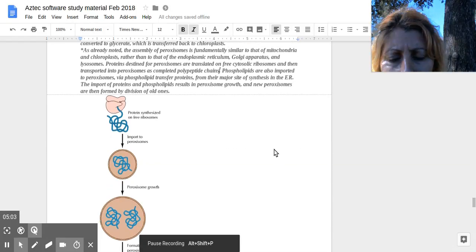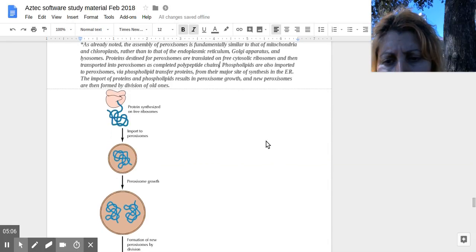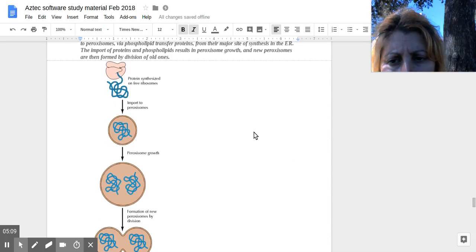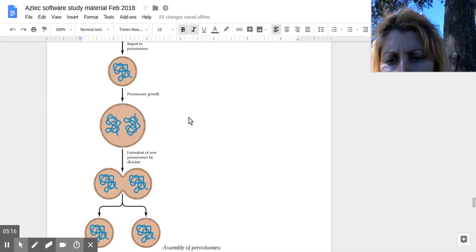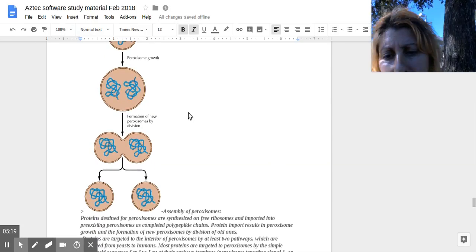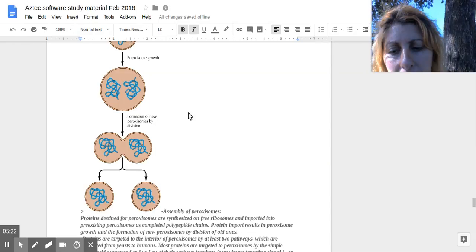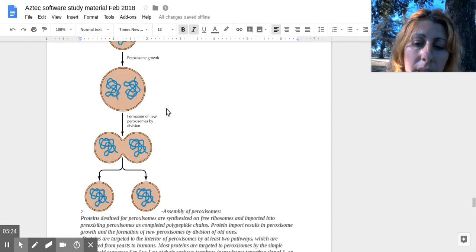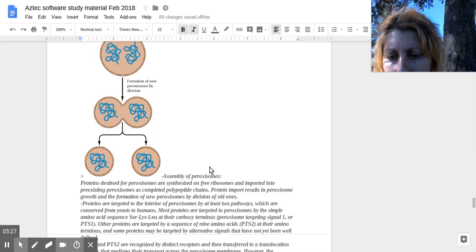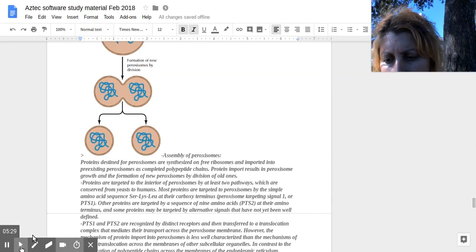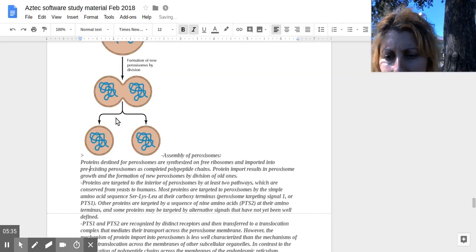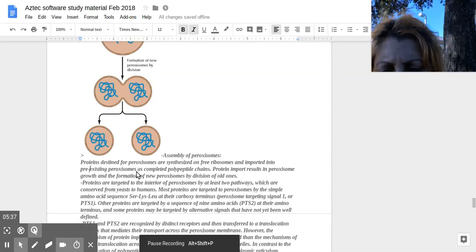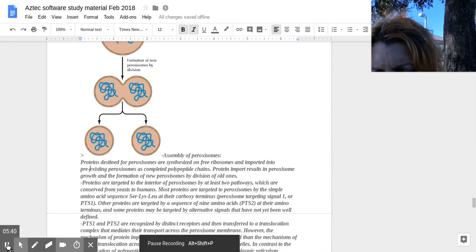So the way peroxisomes grow is that proteins synthesized on the free ribosomes come into pre-existing peroxisomes, and new peroxisomes can also arise from the division of old ones. So old peroxisomes divide into new peroxisomes.